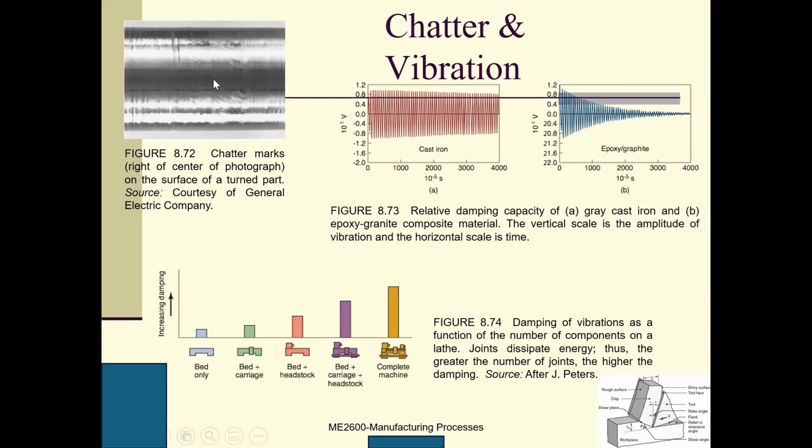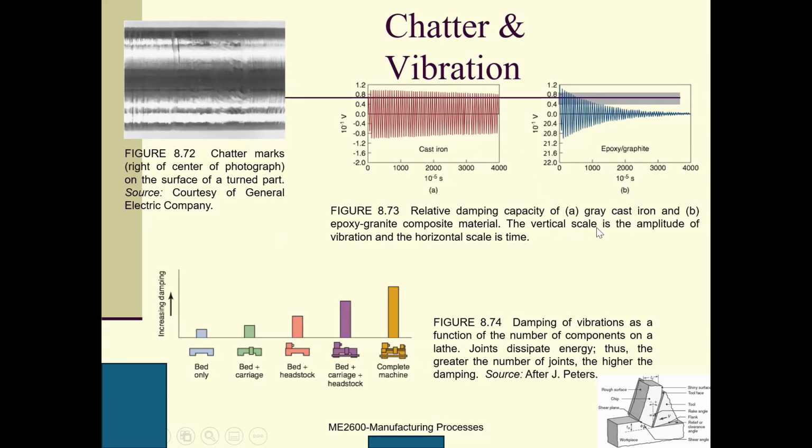Here you can see that even if neither the tool nor the workpiece is vibrating by itself, these 2 are still engaging each other, and so we will have chatter marks. The chatter marks are at the right of the corner, center of the photograph, on the surface of the turned part. This is a signal for the gray cast iron damping capacity. Gray cast iron is an epoxy granite composite material. So this is for the damping capacity.